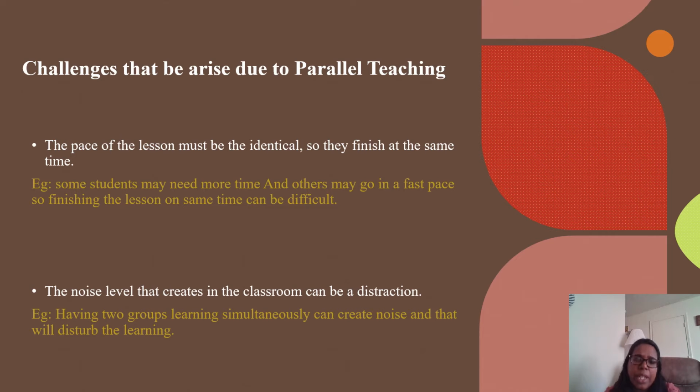Challenges that can arise due to parallel teaching. Number one, the pace of the lesson must be identical so they finish at the same time. For example, some students may need more time and others may go at a fast pace, so finishing the lesson on time can sometimes be difficult. Number two, the noise level created in the classroom can be a distraction. For example, having two groups learning simultaneously can create noise that will disturb learning.